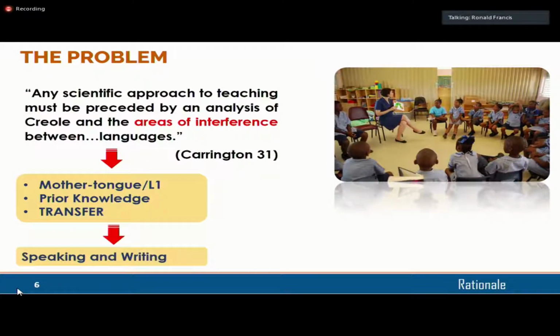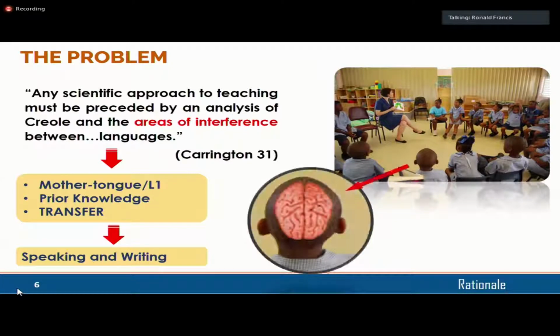Of course, Carrington, who wrote The Grammar of Creole, said that any scientific approach to teaching must be preceded by an analysis of Creole and what he called areas of interference, even though the term is not really popular in second language learning right now, between languages. And what he means by that is mother tongue influence, basically L1 or prior knowledge, what a student comes into the classroom with, and basically what kind of transfer happens between the L1 and the L2. And he spoke about the need to look at that in both speaking and writing, which is where I'm zoning in. But what that means is that we cannot just assume that every student that comes into the classroom is the same, but look at individual competence. What is his struggle? What is his L1? And what prior knowledge does this particular student have? And not assuming that one size fits all in terms of a teaching strategy for students.